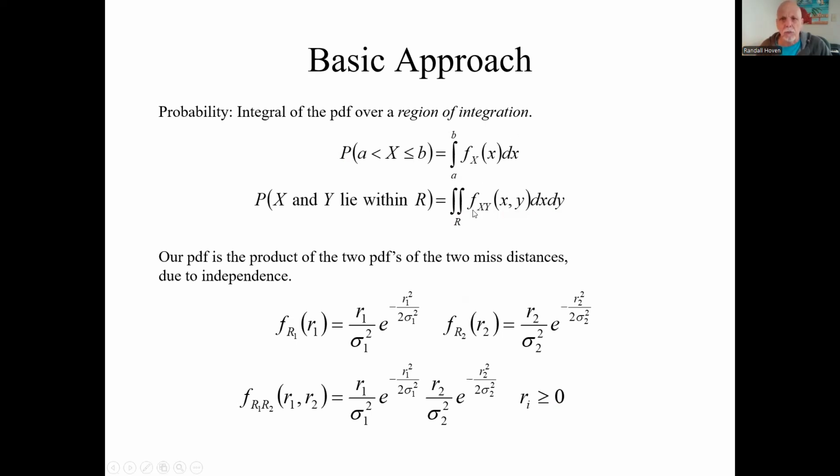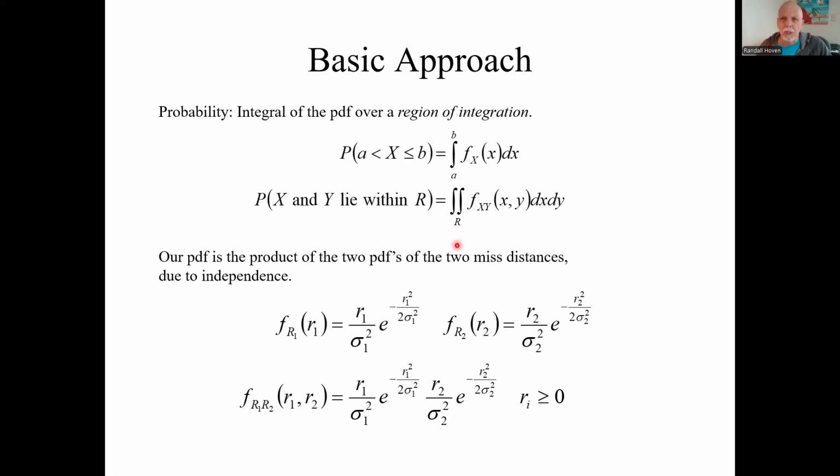So what is it here? Well, let's see. First, what is this PDF in our case? Here's the Rayleigh PDF for player one. Here's the PDF for player two. Since they're independent, the joint PDF is just their product. So this is the joint PDF. So we have this guy.